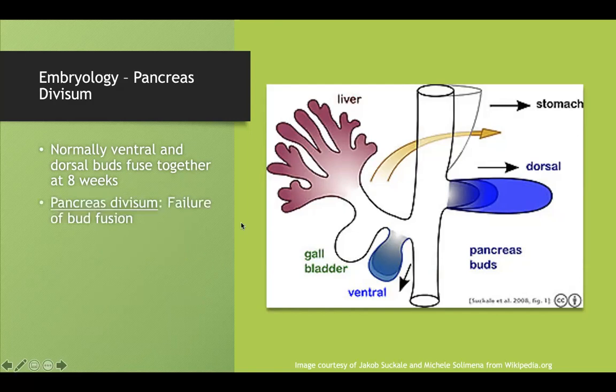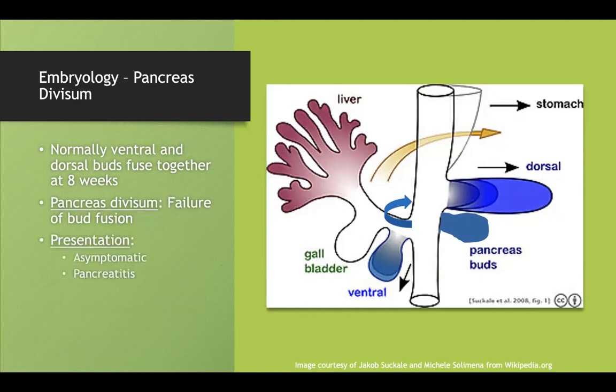In pancreas divisum, though, there's failure of bud fusion. Normally we have our pancreas rotating and you have a perfect pancreas right here. But in pancreas divisum, you can see that they are two distinct parts. And what's going to happen in this case? Most people are asymptomatic, but you can get pancreatitis from this.